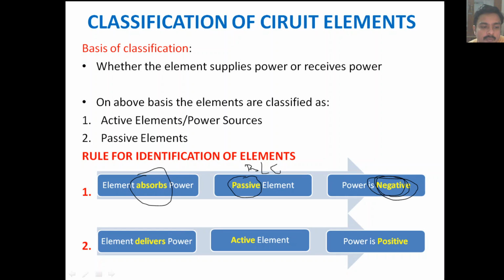The second rule is that if the element delivers power, that means there will be a voltage source and there will be a current source. So whenever the element delivers power, the element will always be an active element. Like I already said, it will be a voltage source, current source, like that. It can also be an operational amplifier and so on. And by convention we choose that the associated power to be positive power. So that is the convention that we choose.